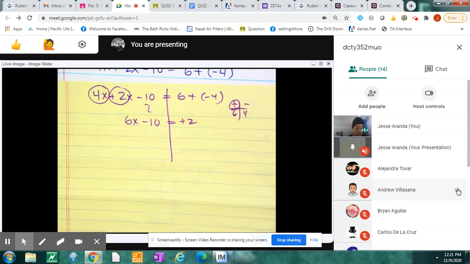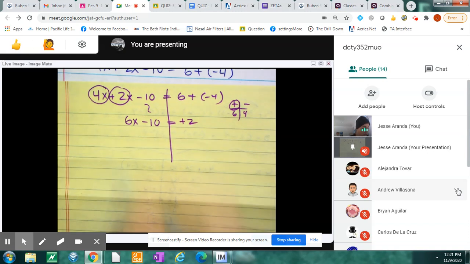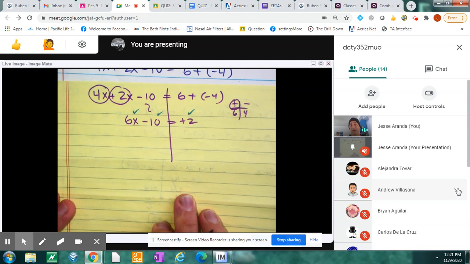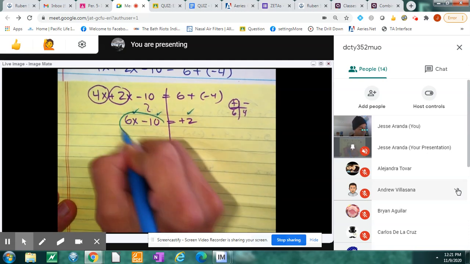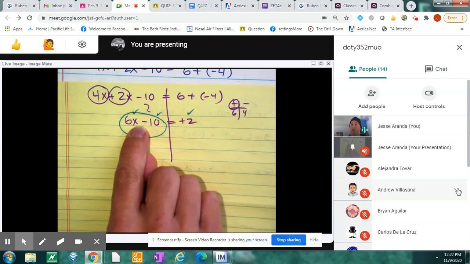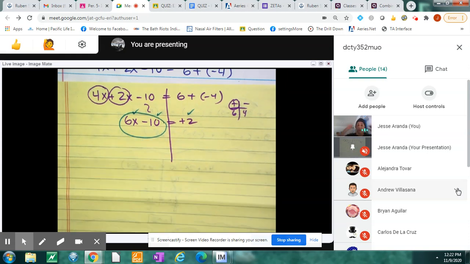Now, if you're correcting your work, I want you to put an x right now. Okay? Got it? So we got 6x minus 10 plus 2. Now, what are we doing? We got to go ahead and solve for x because x is on this side where the circle is, right? So then I got to get rid of the negative 10, right?